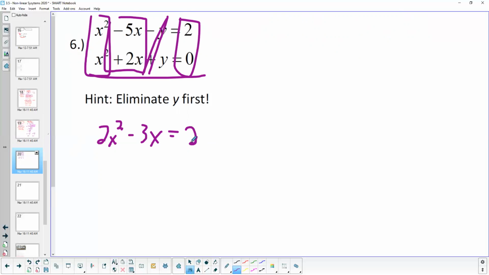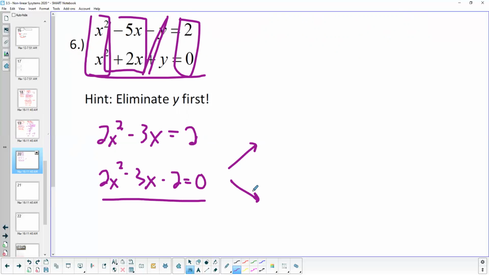And again, I do not want it set equal to 2. I want it set equal to 0. And so we get 2x squared minus 3x. I need to subtract 2 from both sides. And I get this. So again, once you reach this point, your two options, which I will not work out on here, but I will provide you the answer key. You can use the AC method, or you can use the quadratic formula.